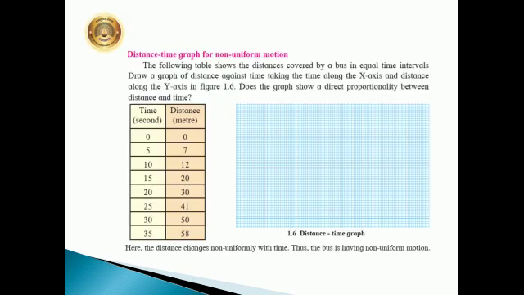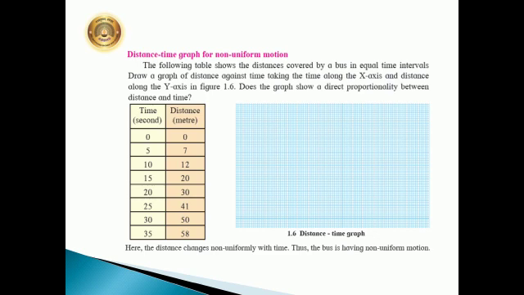Second, the distance time graph for non-uniform motion. Now in non-uniform motion, the time is given 0, 5, 10. So the difference is 5 minutes everywhere. But see the distance. The distance here is not changing uniformly. So in such examples, the time and distance are not changing in proper sequence. Time is changing after every 5 minutes, so there is uniformity maintained there. But in distance the uniformity is not maintained.